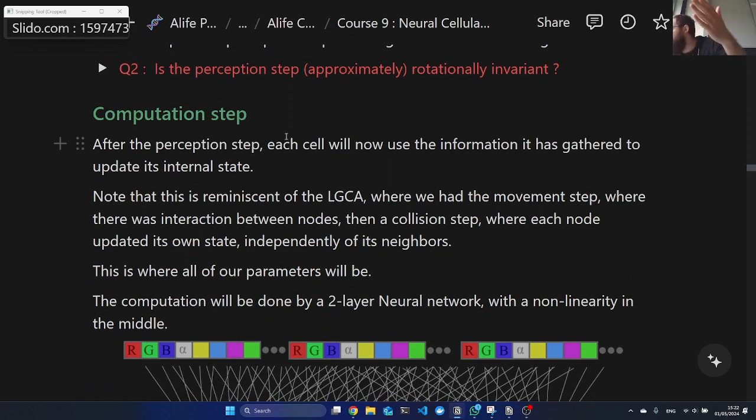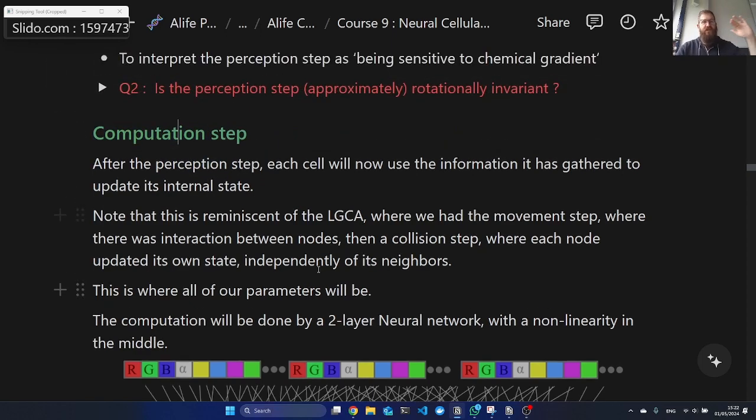And I just saw that there was a comment about Hassan, who worked a lot with these NCAs, that said it is kind of rotationally equivariant, which is exactly right. And he also told me that apparently what I call the computation step is called formally by the Google team the adaptation step. Just nomenclature again. So what is the computation or adaptation step?